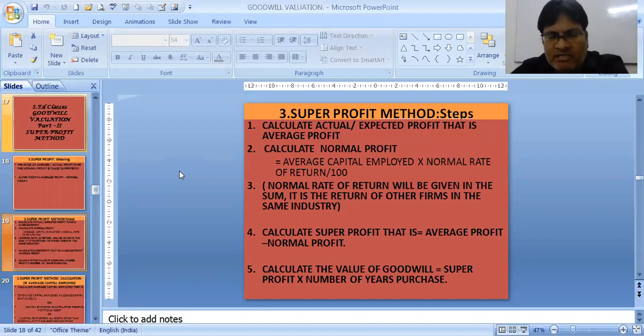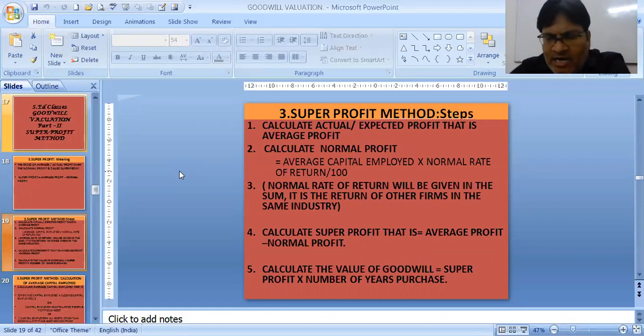What are the steps of the super profit method? We have to first calculate the average profit or actual profit, if not given. Then calculate the normal profit. Normal profit is the capital employed into normal rate of return divided by 100. The normal rate of return will be given in the sum. It is the return of other firms in the same industry. Calculate super profit, that is average profit minus normal profit. Then goodwill is super profit into number of years purchase. This is the super profit with number of years purchase method.